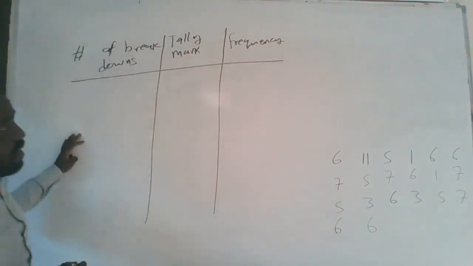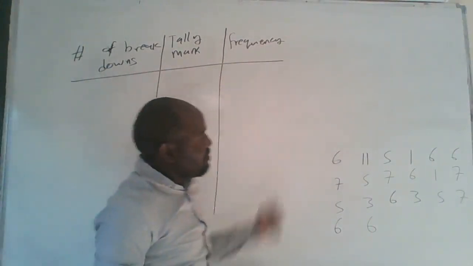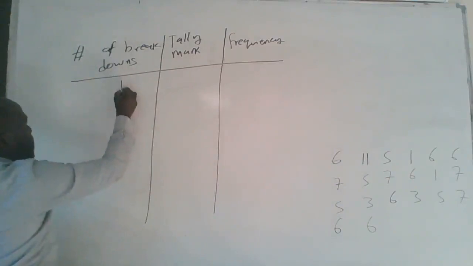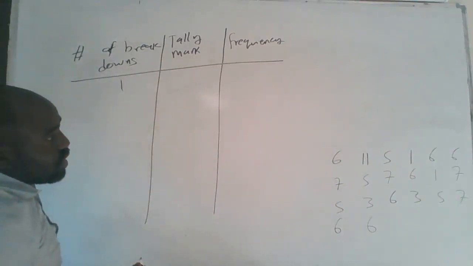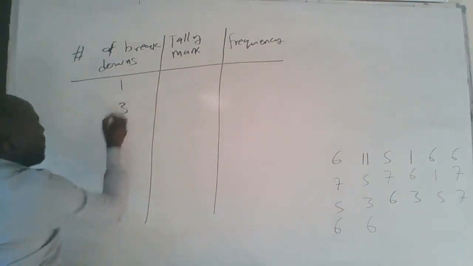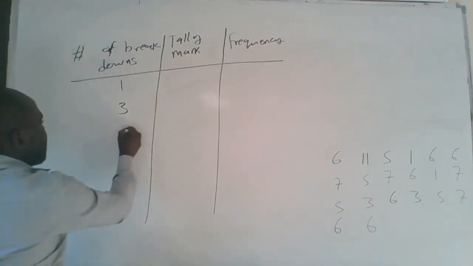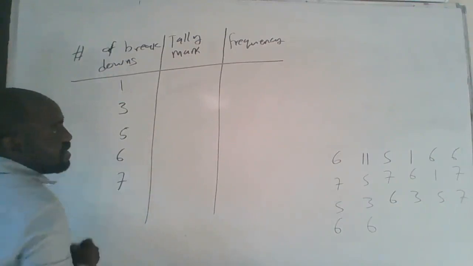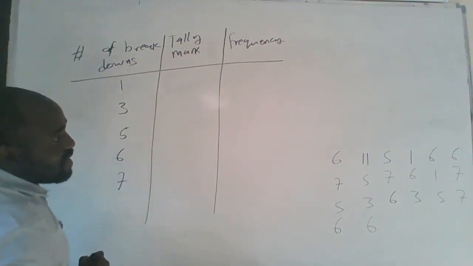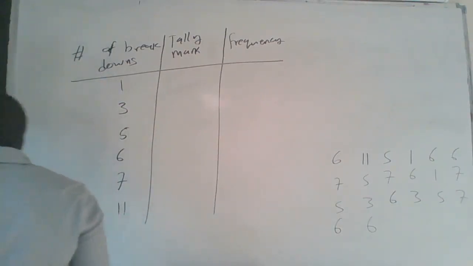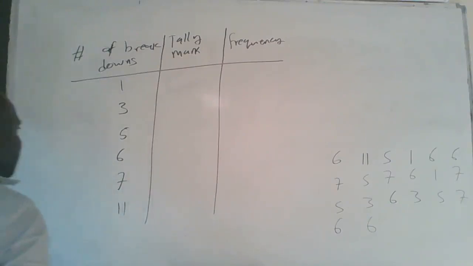So from here, we can look at the numbers. We have the 1. Do we have a 2? There's no 2, but there is a 3. Do we have a 4? There is no 4, but there is a 5. There's a 6, 7, and then 11. So that is 1, 3, 5, 6, 7, and 11.